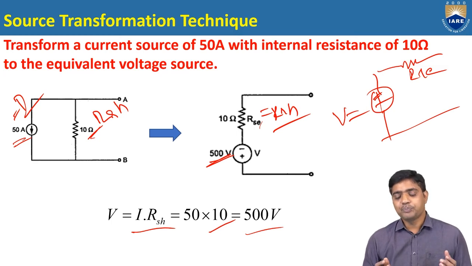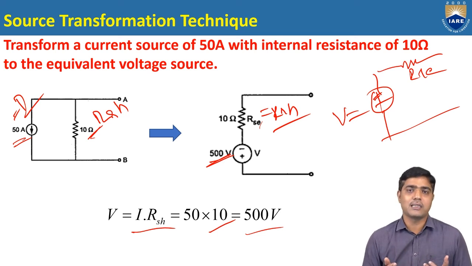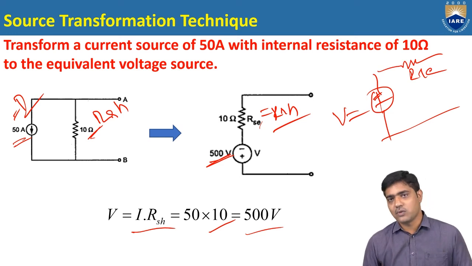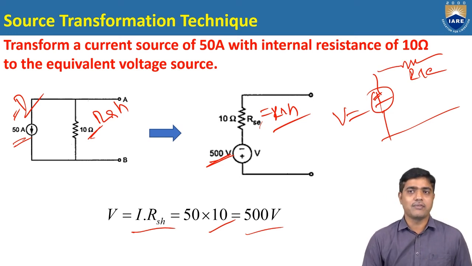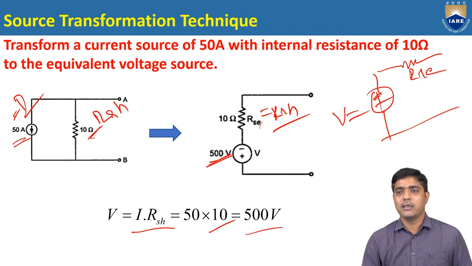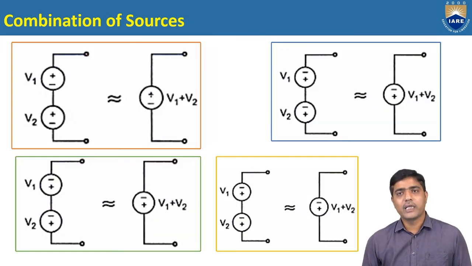Whenever you are solving problems related to electric circuits, you can convert voltage source to current source and current source to voltage source very easily by using these particular formulas. And there are combinations of sources: how we can combine two voltage sources and how we can combine two current sources. These are the simple ways how we can combine the two voltage sources.